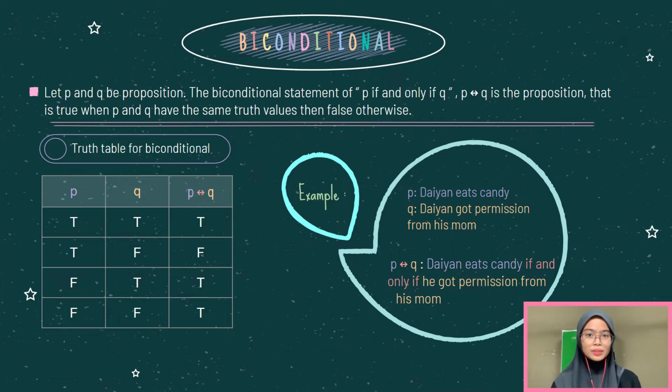Example in the form of an English statement: P, Dayan eats candy; Q, Dayan got permission from his mom. Then P ↔ Q will be: Dayan eats candy if and only if he got permission from his mom.